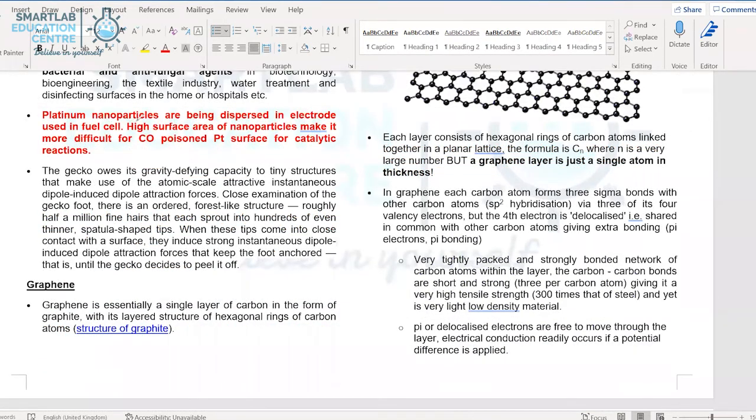Platinum nanoparticles are being dispersed in electrodes used in fuel cells. The high surface area of the nanoparticles makes it more difficult for carbon monoxide to poison its surface and render it ineffective for catalytic reaction.